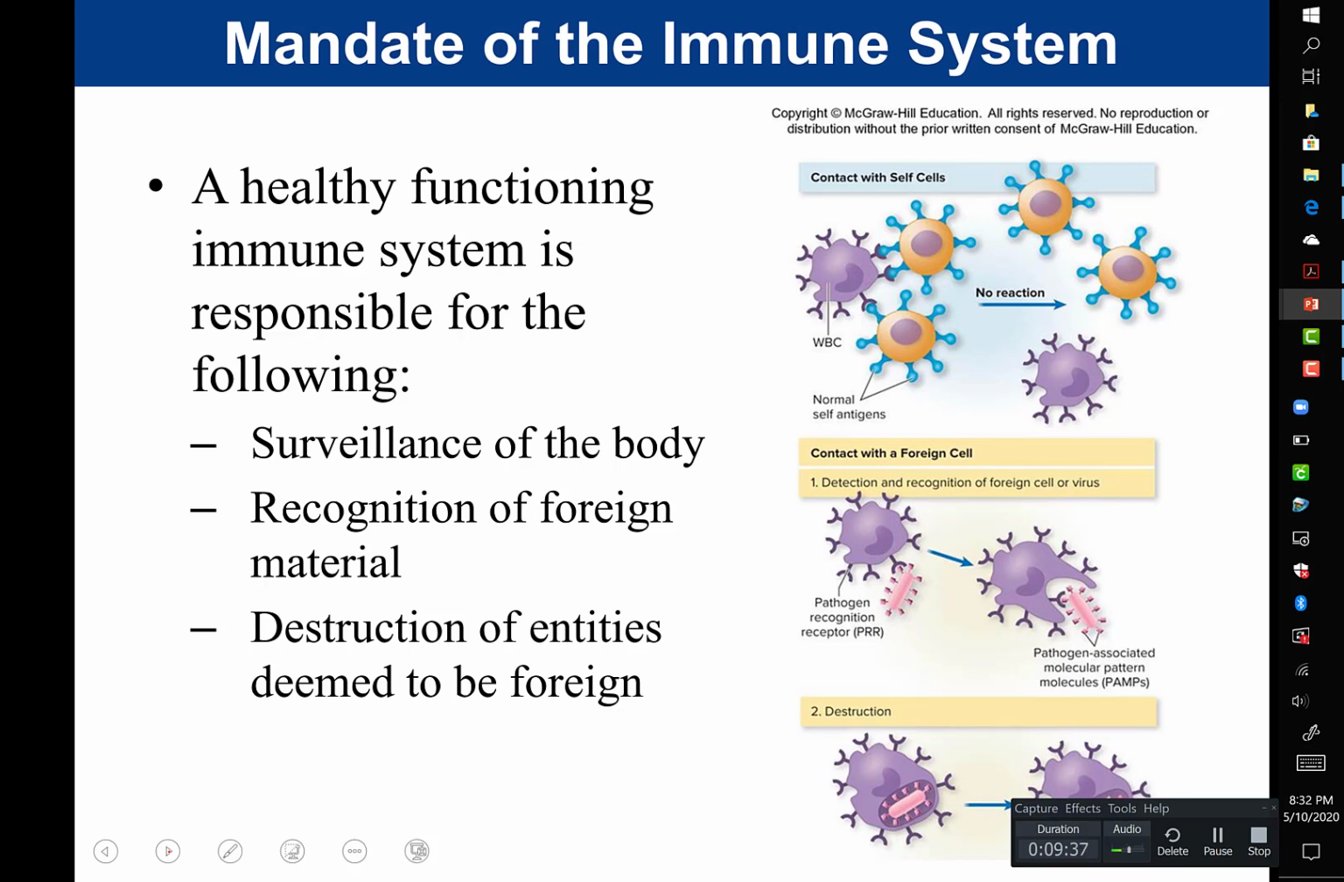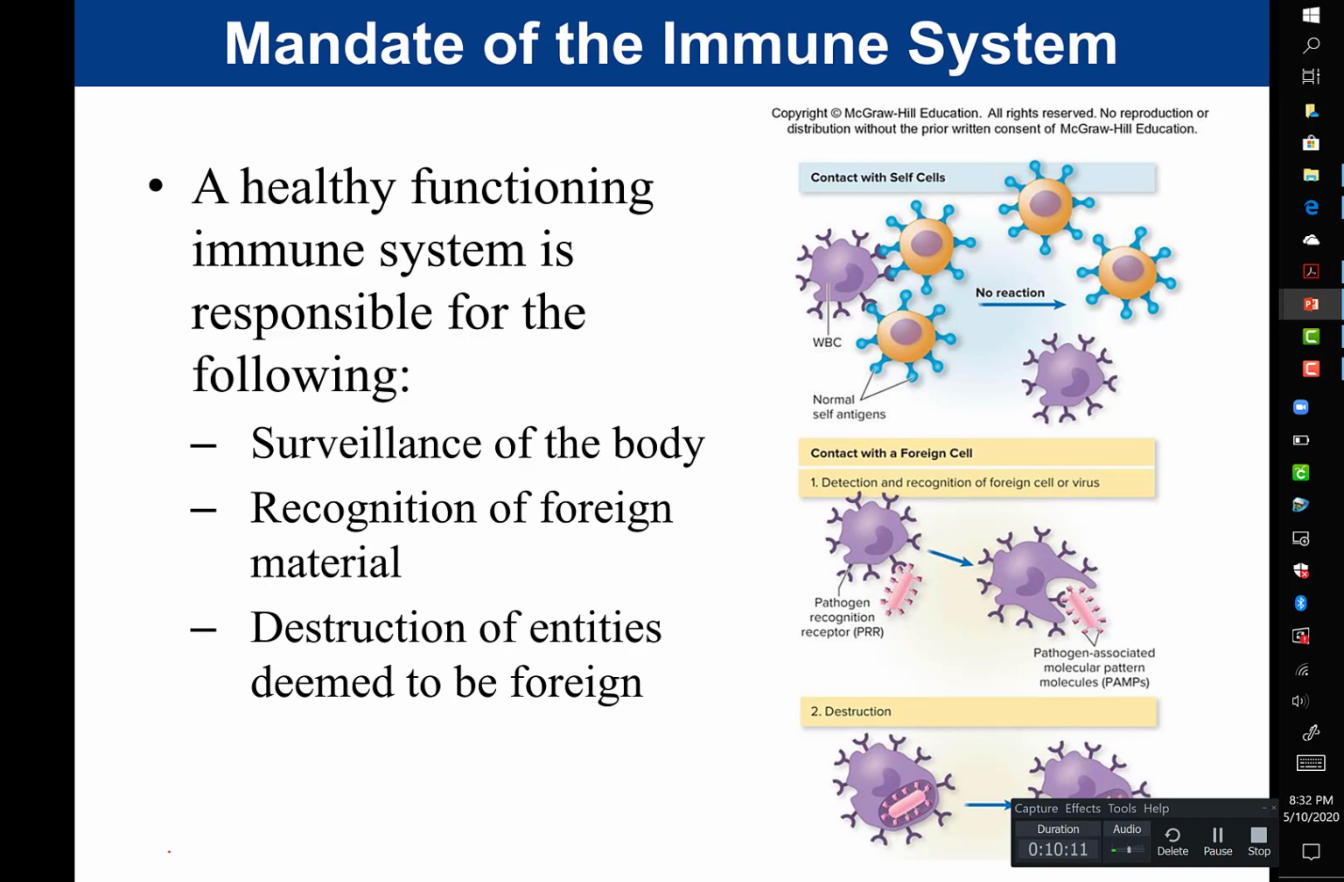So, in order for a healthy functioning immune system to be working properly, several things have to happen. One is that the immune system needs to surveil the body, meaning you have to have cells going through the tissues and through the fluids to basically look for foreign invaders. So they need to be undergoing surveillance. They're out looking for things that have penetrated the body and that are foreign.